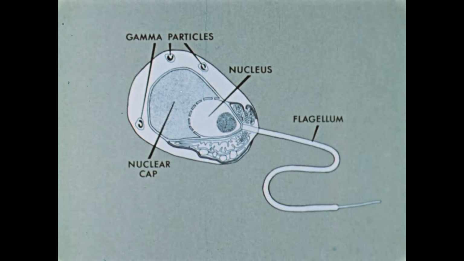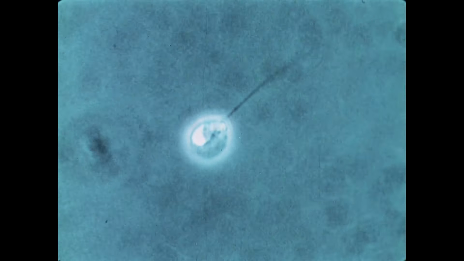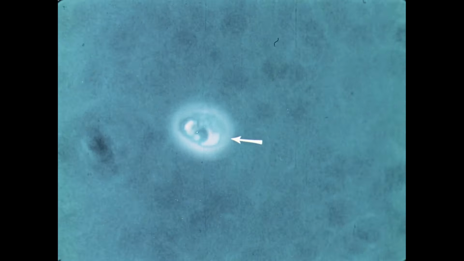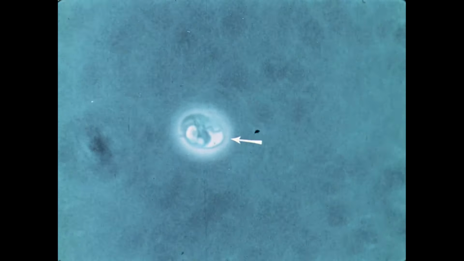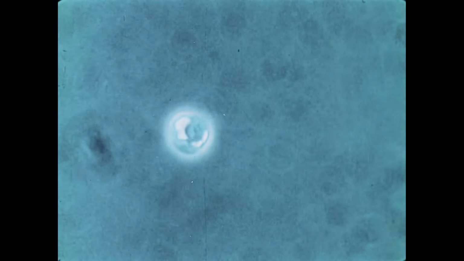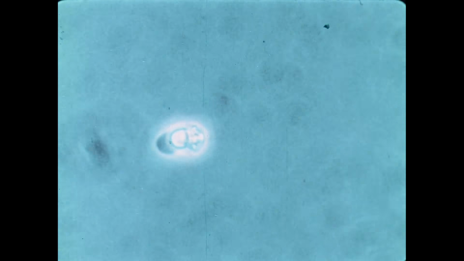Most internal details are difficult to see in the living spore. The nuclear cap appears large and crescent-shaped. Since the spore does not have a rigid wall, it can become amoeboid. Eventually, a zoospore retracts its flagellum and encysts.